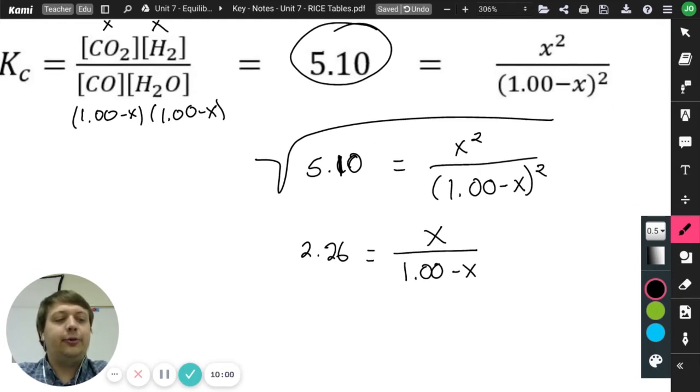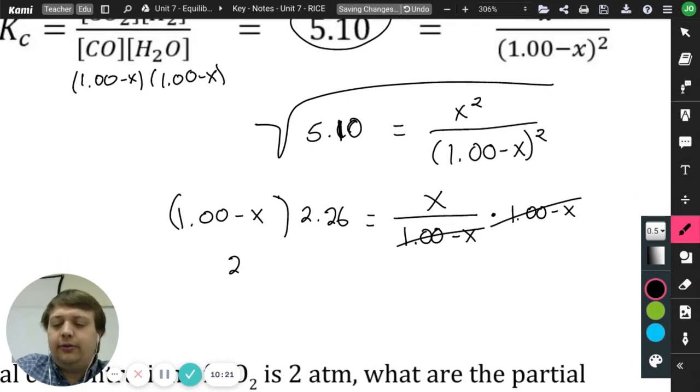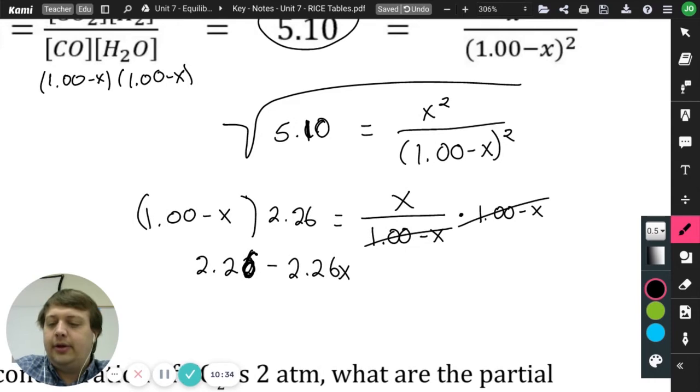Then I need to multiply both sides by the bottom here. So times 1.00 minus X. That's going to cancel that out. So then we multiply this side by 1.00 minus X, and we're going to get 2.26 minus 2.26x equals x.